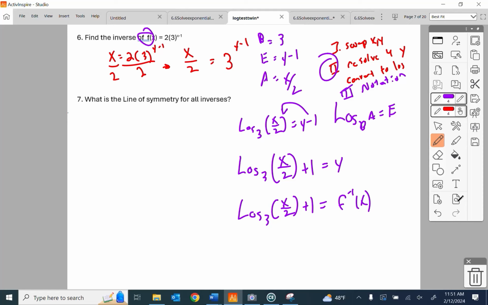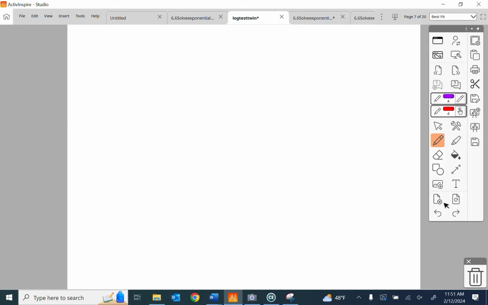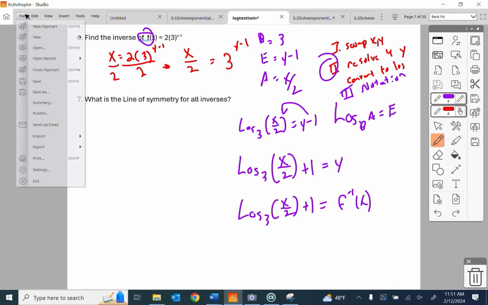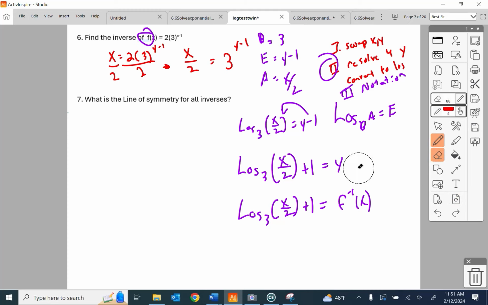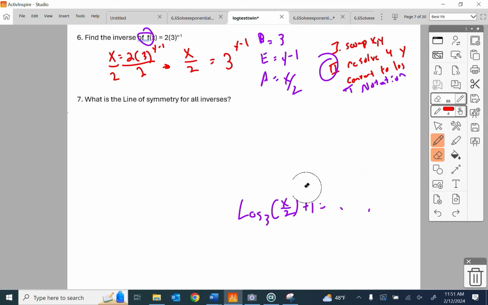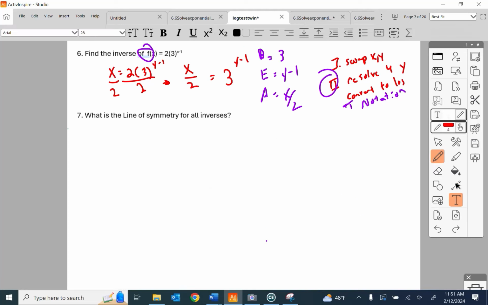All right, 7 is just a pure blown, easy as it gets conceptual question. That was not what I wanted. Let me save this. Oh, I can't save that now anyways. I must have hit the wrong key. All right.